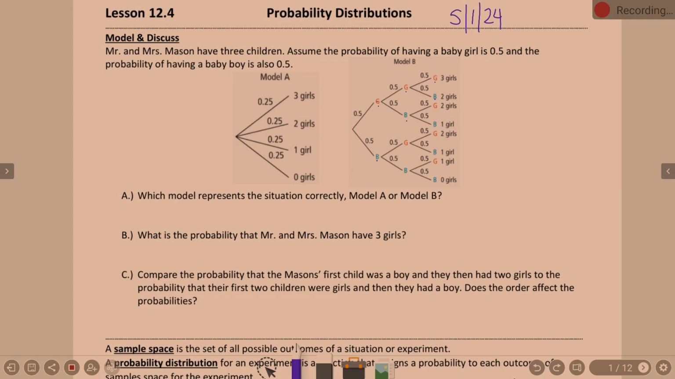Each baby is an independent event, and not all options are equal, as shown in A. Each baby is independent, as in, does what you had as your first baby affect what you're going to have as your second baby? No. So each baby is an independent event. We'll talk about that word a lot today.